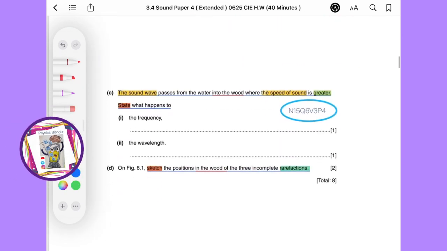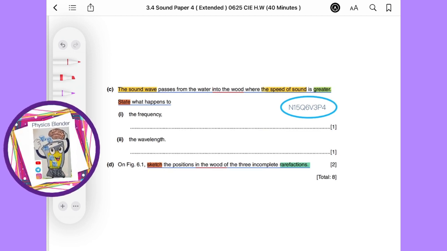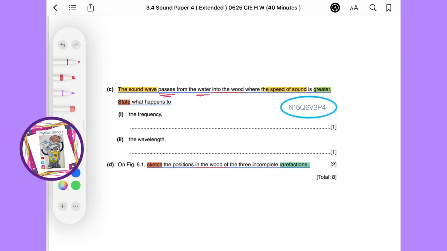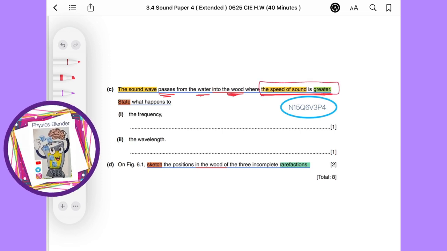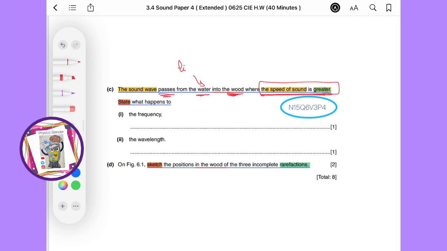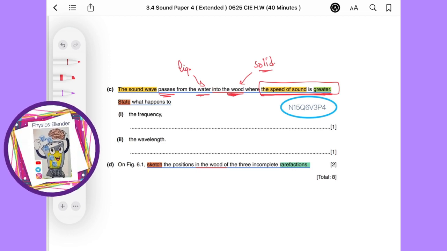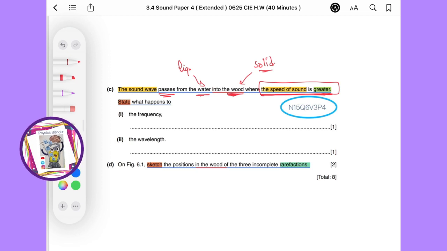Okay, the next part of the question, the sound wave passes from water into wood, where the speed of sound is greater. And even if this is not mentioned, you know already that water is liquid, wood is solid, so you know that the speed of sound in solids is more than speed of sound in liquid. What happens to the frequency and what happens to the wavelength?